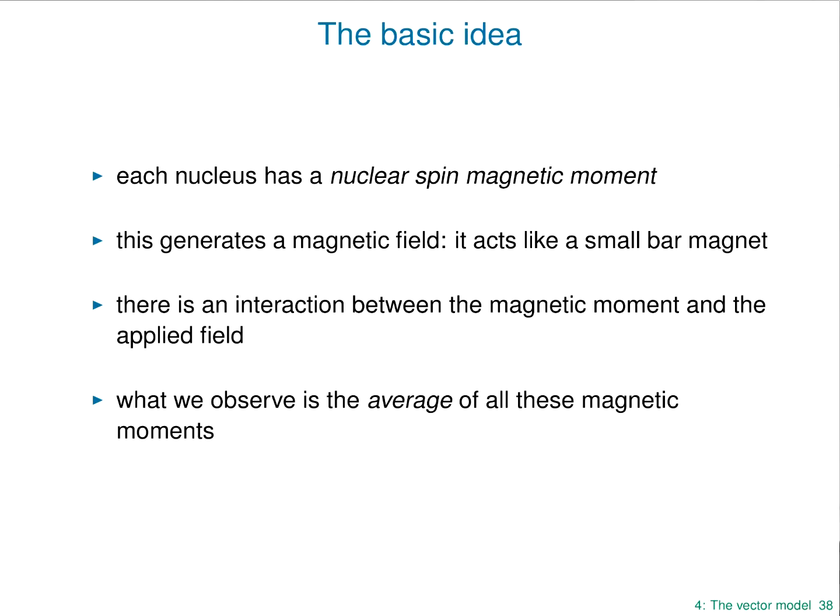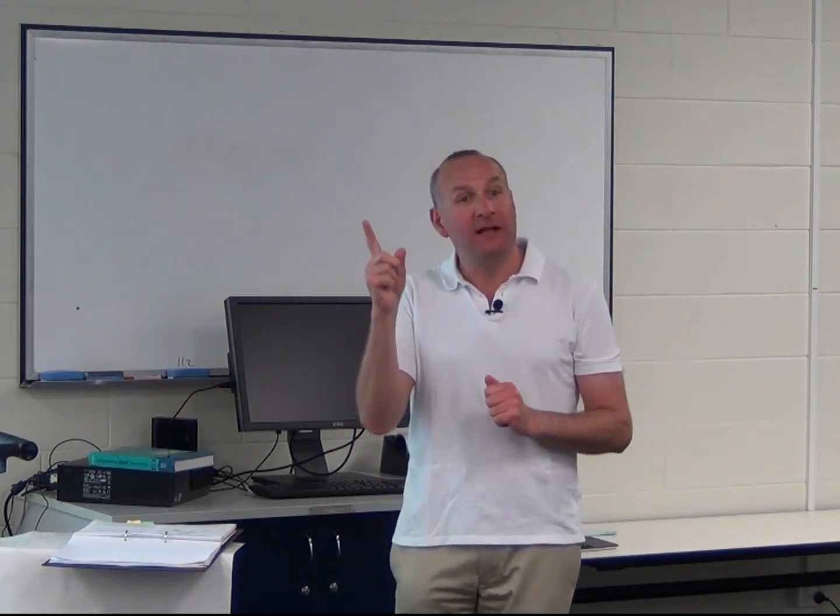And then you have to understand that, of course, in your sample, you've got an enormous number of these spins. So what you actually observe in the experiment is the average behavior of a very, very large number of spins. But each individual spin is behaving like a little bar magnet. Right? That's the key idea. Each spin like a bar magnet, like a magnetic moment. What you observe, though, and what we've got to think about, is the average of a very large number of such small spins.